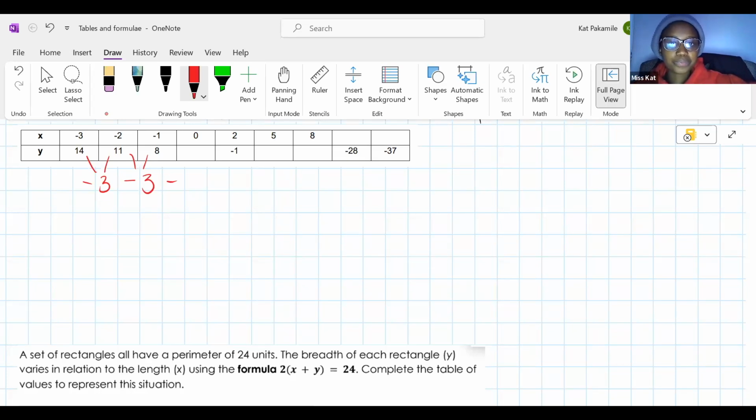Yes, ma'am. So this is going to be our multiplier. We're going to use this thing to be your multiplier, okay?